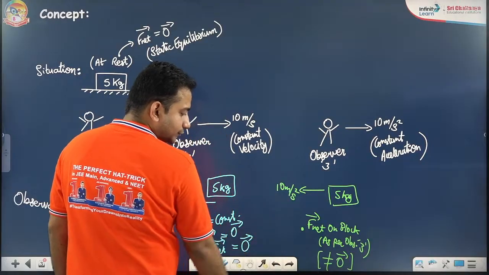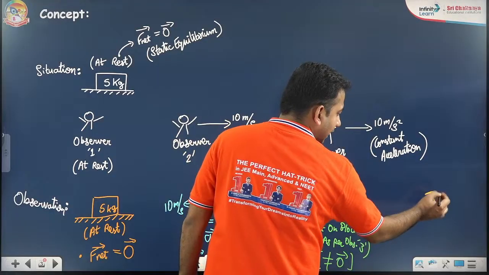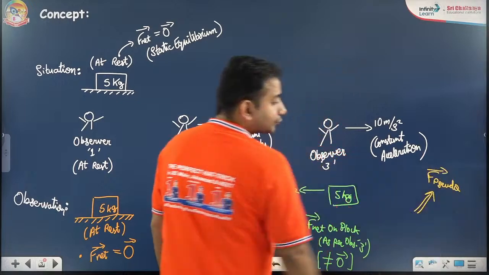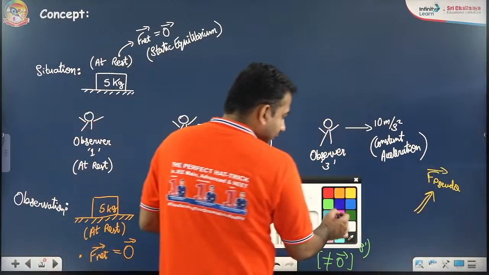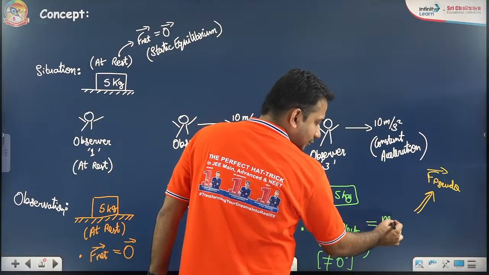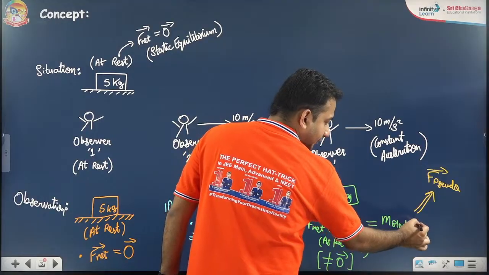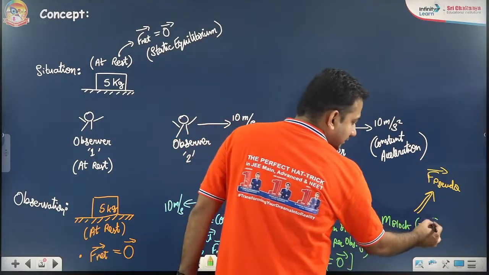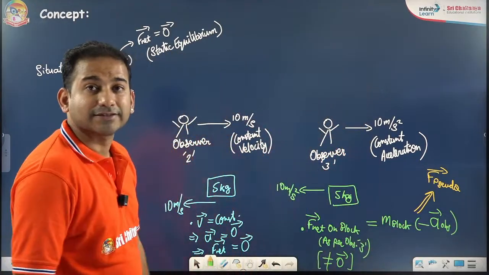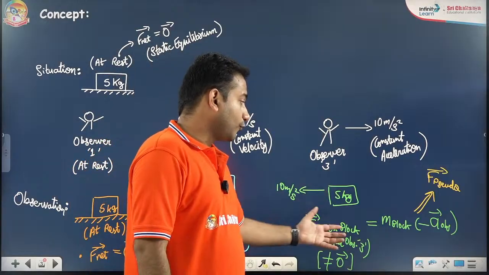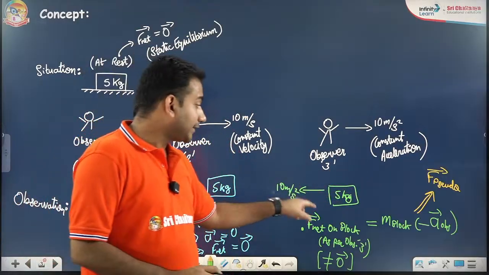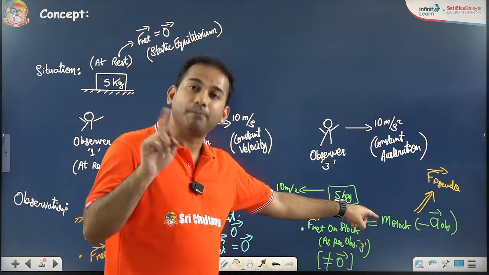which is not the actual force, is basically called pseudo force. Okay, so how do we write that? We write it as mass of block, that is 5 kg, into minus of acceleration of the observer. Mass of block into minus of acceleration of the observer, because the force is observed to be acting on the block, so the mass should be taken of the block.